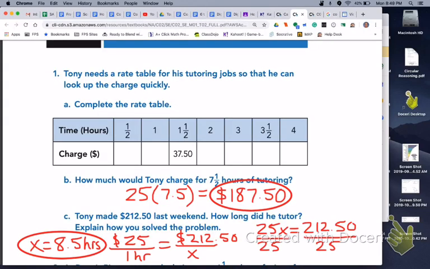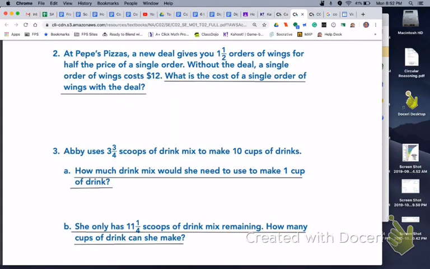For letter B, Tony would charge $187.50 for 7.5 hours of tutoring. And for letter C, he would tutor for 8.5 hours. I set up my proportion and divided 212.5 by 25 to get 8.5 hours. Please answer number 2 and number 3, letters A and B, with your group.